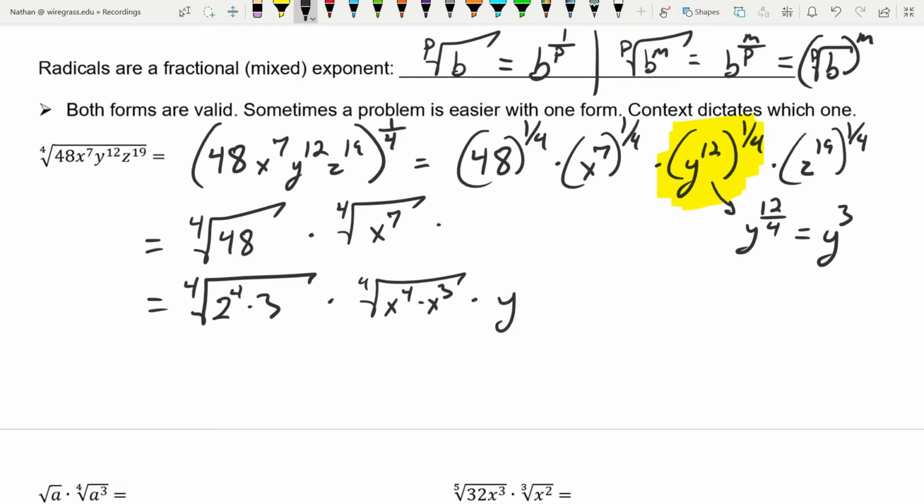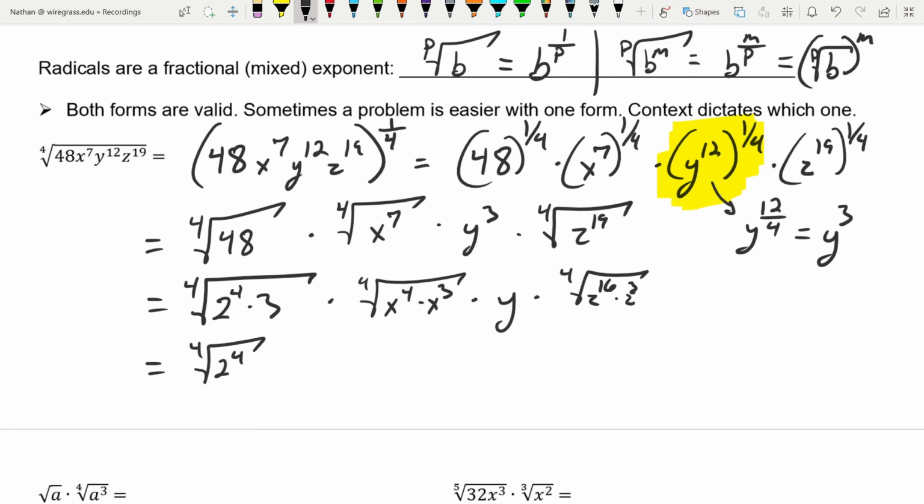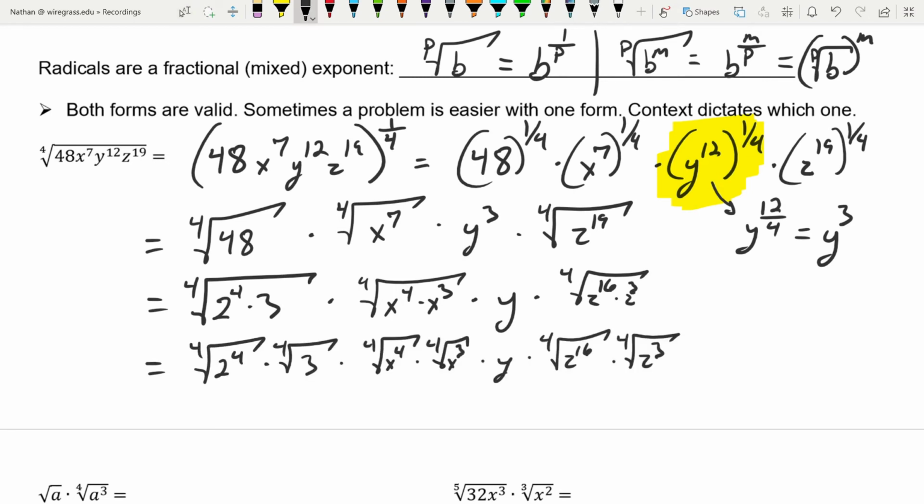Now, y cubed is still y cubed. That hasn't changed. And then the 4th root of z to the 19. In this case, we have the 4th root of, and I'm going to use z to the 16 times z to the 3. And you're going to see that the 4th root of z to the 16 is going to cancel nicely. So, splitting up the radicals. I just did that right there, so make sure you understand how I broke them up. I just split all the radicals up over the corresponding parts.